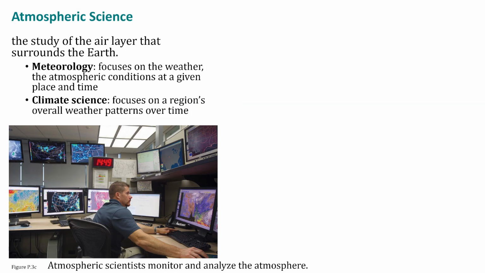Atmospheric science is the study of the air layer that surrounds the Earth. And we can divide up atmospheric science into two subdisciplines, which are meteorology, which focuses on weather or atmospheric conditions at a given place in time, or climate science, which focuses on weather patterns over a period of time for specific regions or the entire Earth.